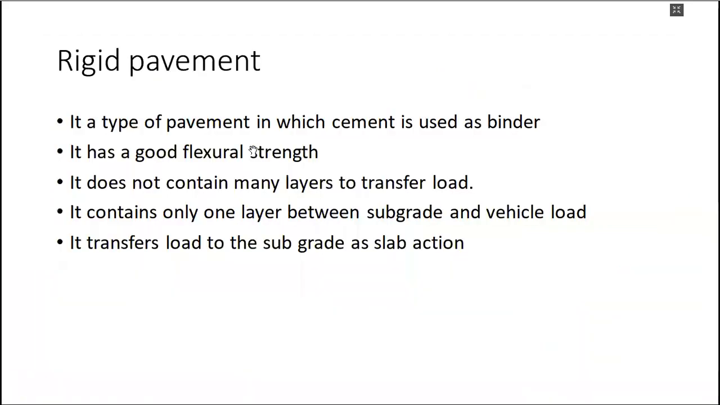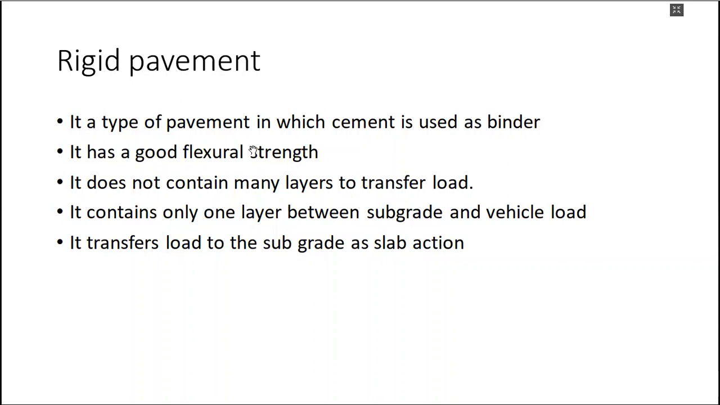Let's move towards the rigid pavement. The rigid pavement is a type of pavement in which cement is used as a binder. Ordinary Portland cement can be used. It is a type of pavement which has a good flexural strength. So that's why we generally don't provide it in layers. It contains only one layer between the subgrade and the vehicular load. It transfers the load to the subgrade by slab action.